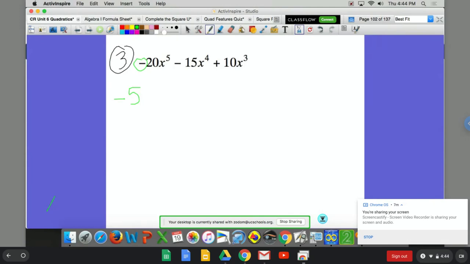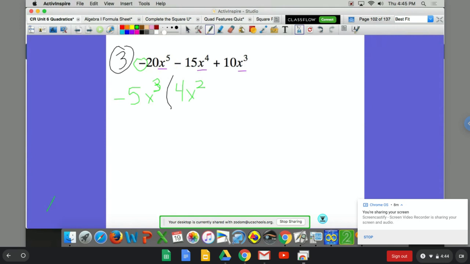And then we got to see the exponents. So we have x to the fifth, x to the fourth, and x to the third. So the lowest exponent is x to the third. So that means we are going to pull out x to the third. Now we can figure out what's going to be left on the inside. So negative 5 times what is going to give me negative 20, and that is positive 4. And if we have 3 x's but we need 5, that means we're missing 2.